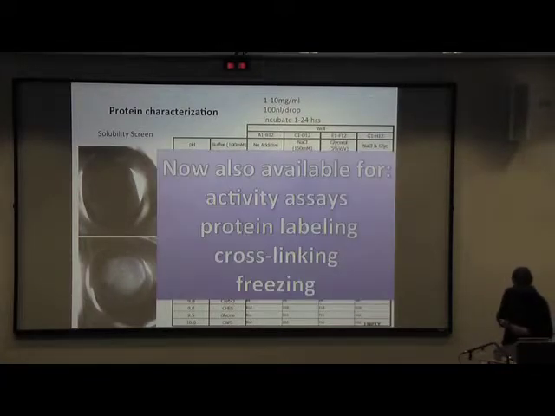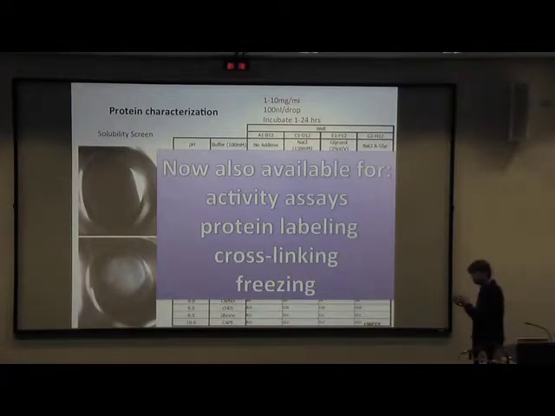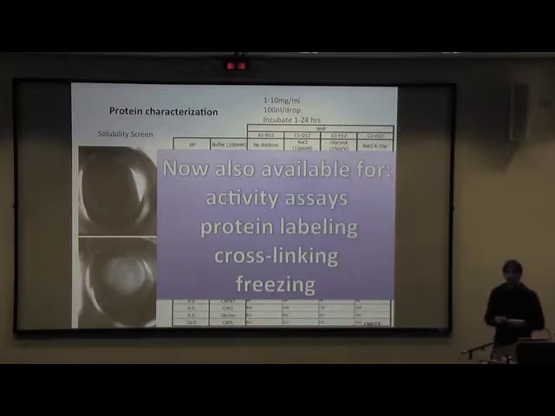Now, we also found that this is useful if you want to do a particular assay. In this case, we wanted to label our protein with a maleimide fluorophore, but every time we did it, it just completely crashed out of solution. So we did the reaction in the crystallization plate under these conditions. Rapidly, we found the conditions that would give us a fluorescently labeled protein that is still soluble. The same is true for cross-linking. You can even take the whole plate with your protein and freeze it and thaw it. And yes, it's going to be different from how you do it in a vial, but it may give you an indication of which conditions your protein is happier in than usual.